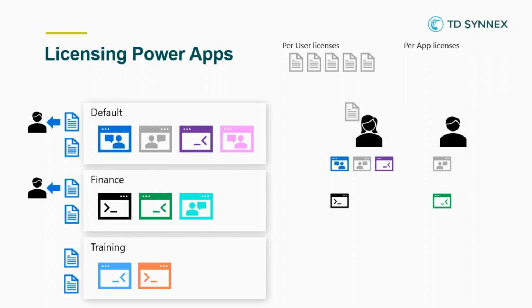And I'm sure you can imagine what happens next. A third app in the default environment is shared with him, and at that point, another license needs to be allocated to him. And remember that if there are licenses available, then they will automatically be assigned to the user when an app is shared with them.